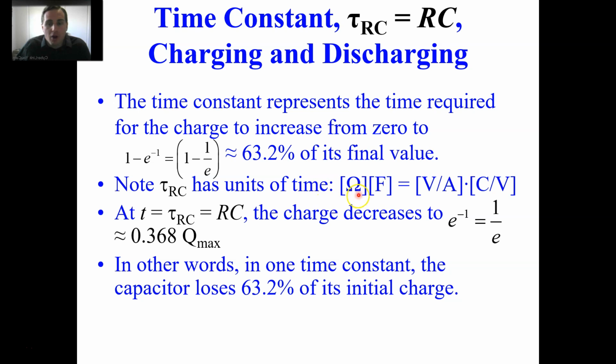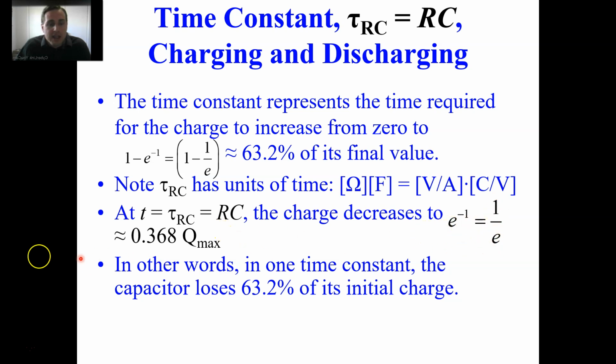We saw that before. Ohms is volts divided by amperes. Farads is coulombs per volt. Notice the volts disappear. You get coulombs per ampere. But wait a minute, an ampere is a coulomb per second. So coulombs divided by coulombs per second is seconds. And so the time constant is in units of seconds for SI units.